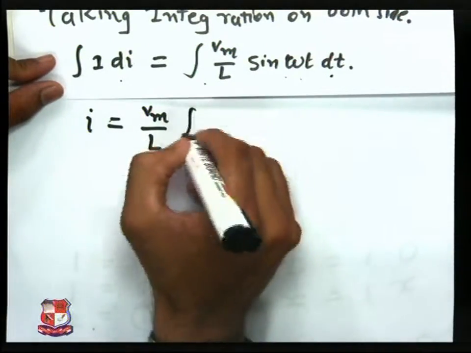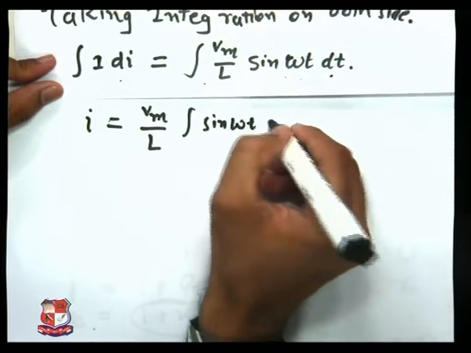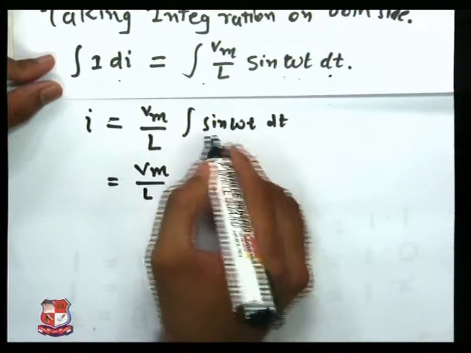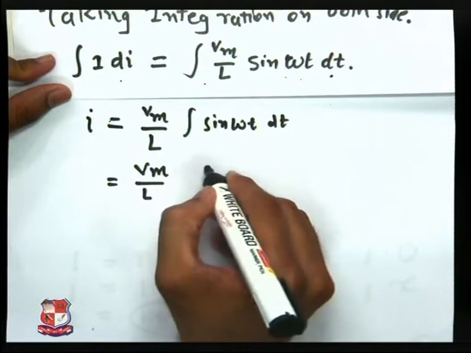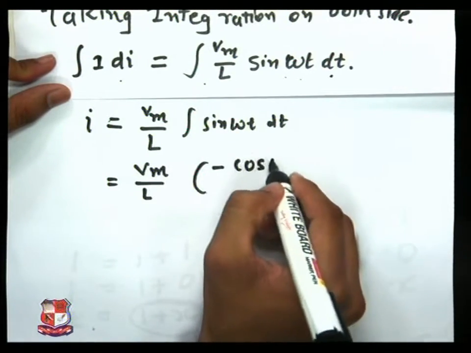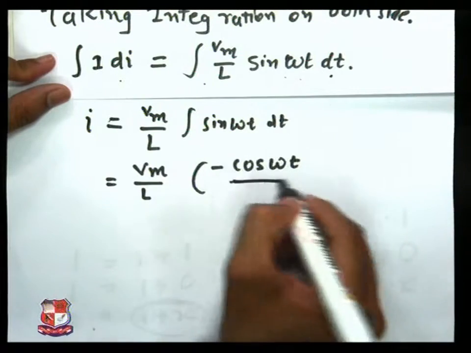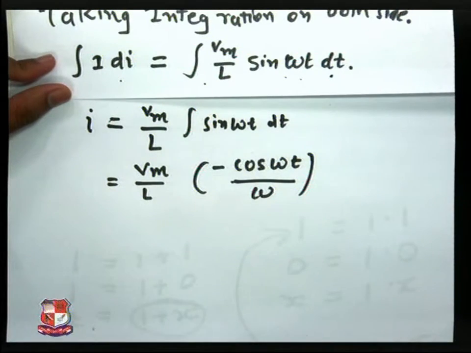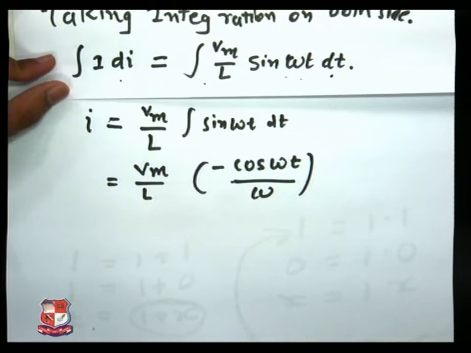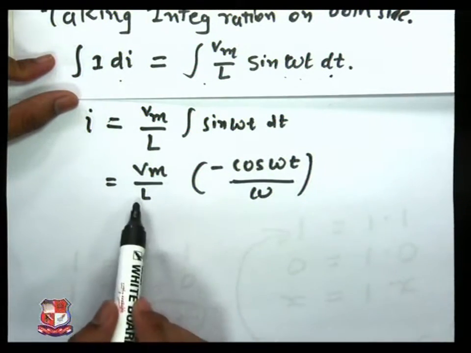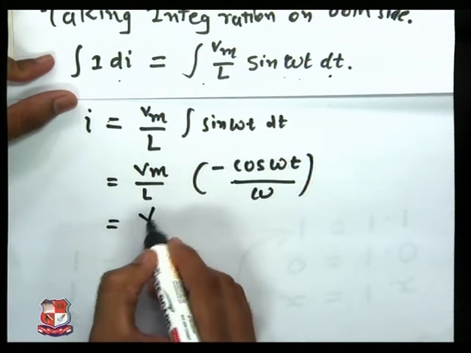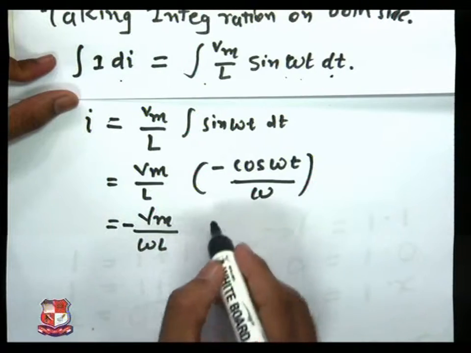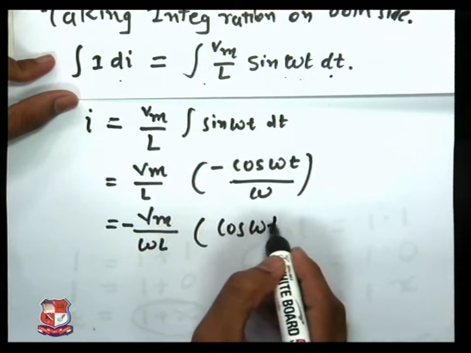taken outside, so integration of sin omega t dt. Now Vm upon L, integration of sin with respect to t is minus cos omega t, and omega t again is differentiated, so we get omega in the denominator, so cos omega t upon omega. Now we take omega outside, then we get Vm upon omega L, and taking minus outside, cos omega t.